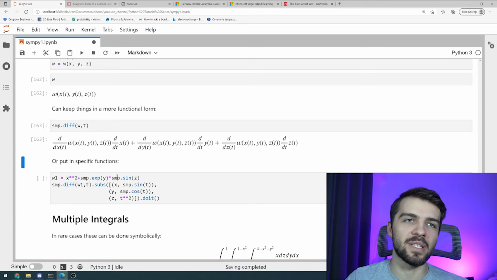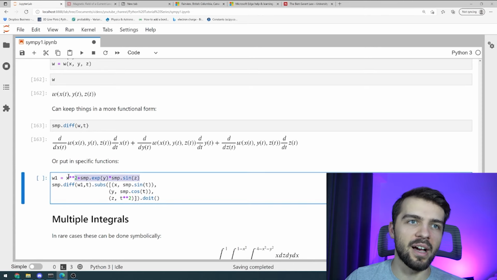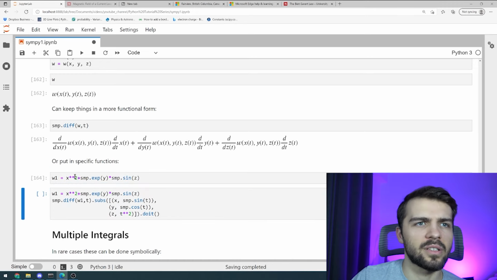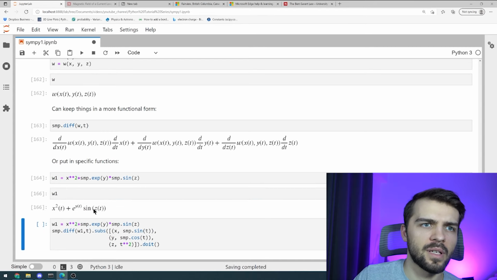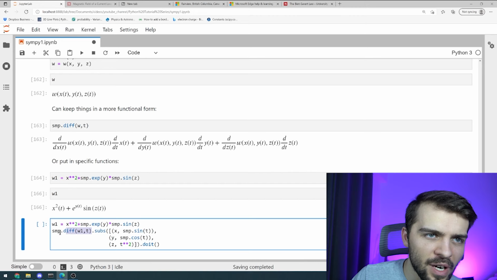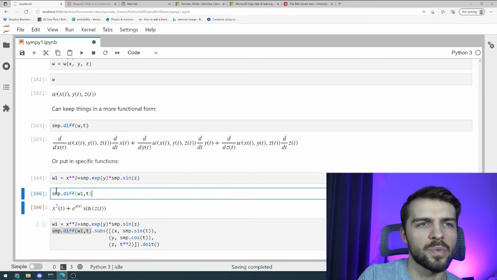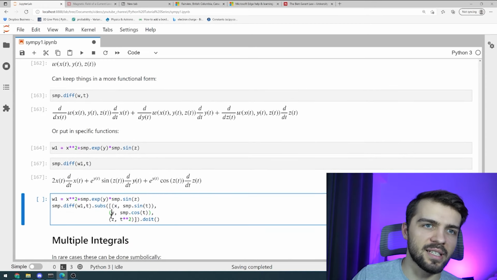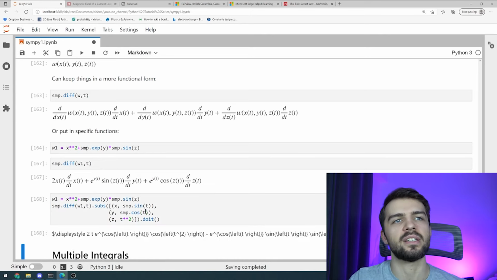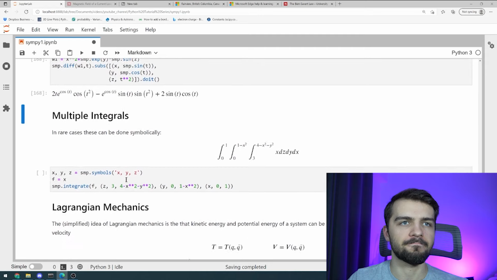Or I can substitute in specific functions. So here I have w1 as a specific function. If I look at w1, it looks like this, a complicated expression where x is a function of t, y of t, z of t. I differentiate this with respect to t, so I can look at this. Of course, we don't know x and y yet, so it's still complicated. Then I substitute, for example, x is sine t, y is cos t, z is t squared, and I make sure to call doit, so it actually does this integral, and I get a value like this.